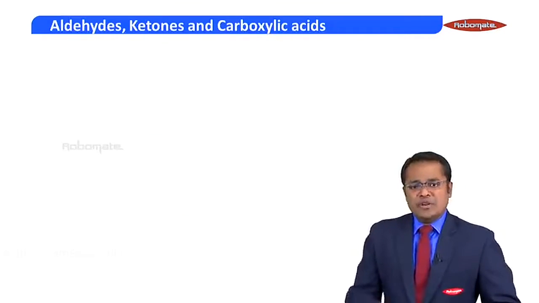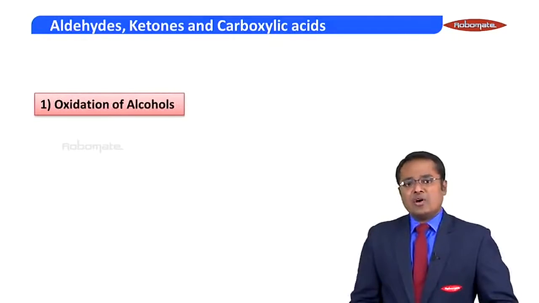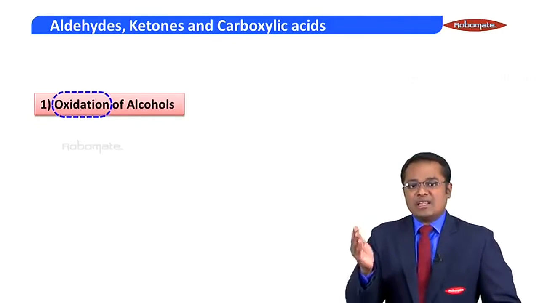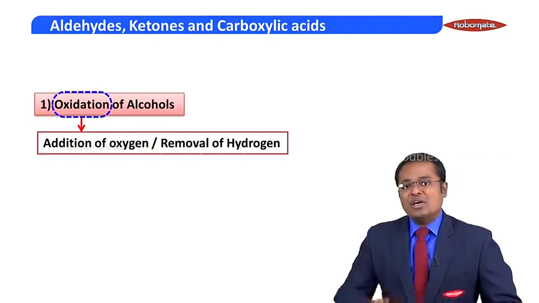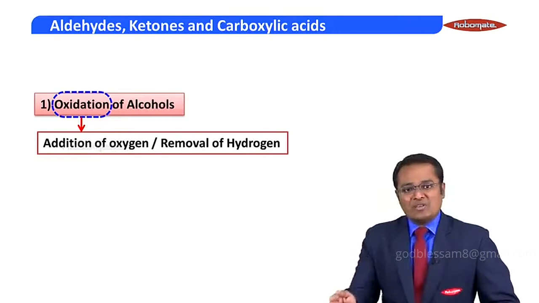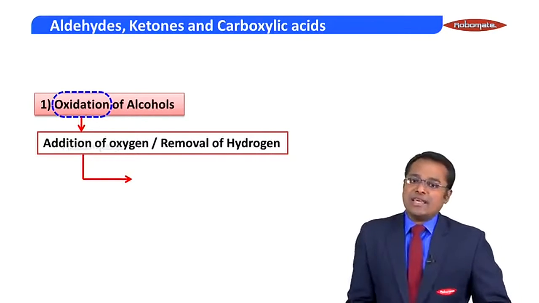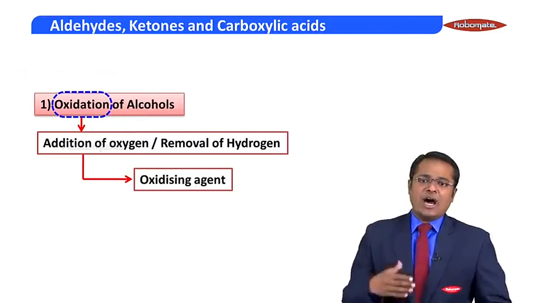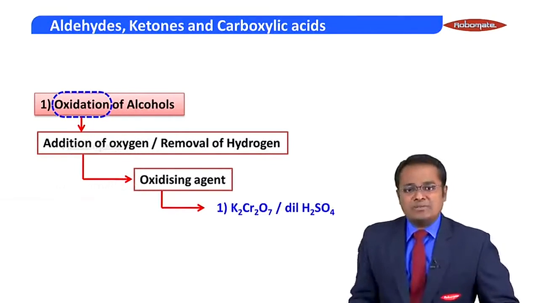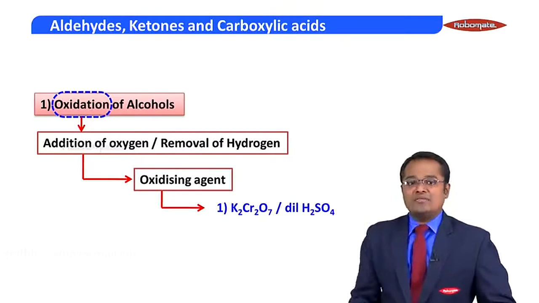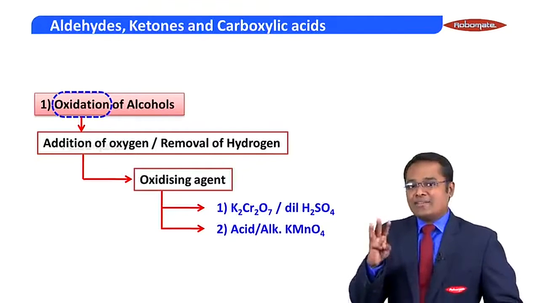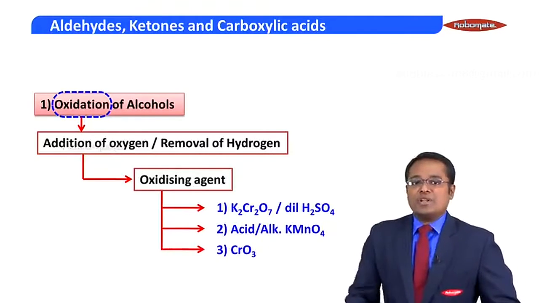Now students, when you talk about oxidation of an alcohol, the term is oxidation. What is oxidation? It simply means addition of oxygen or removal of hydrogen. For adding an oxygen, we normally use an oxidizing agent. There are several oxidizing agents. The first one is acidified potassium dichromate. The second one is acidified or alkaline KMnO4. And the third one is chromium trioxide.